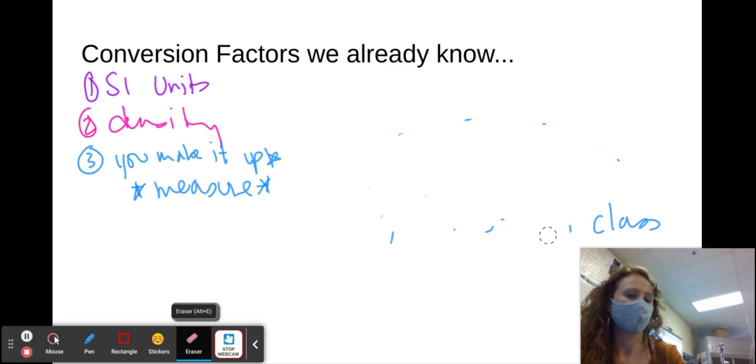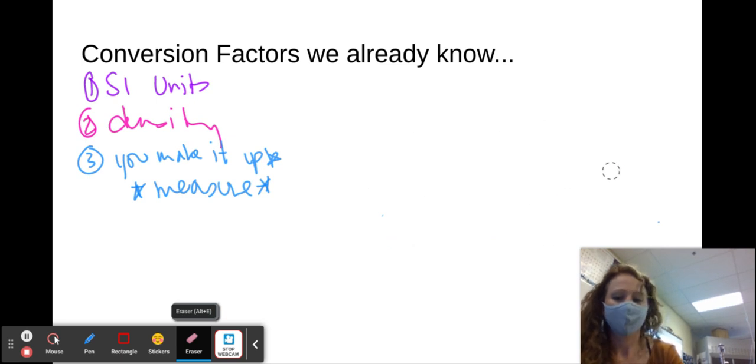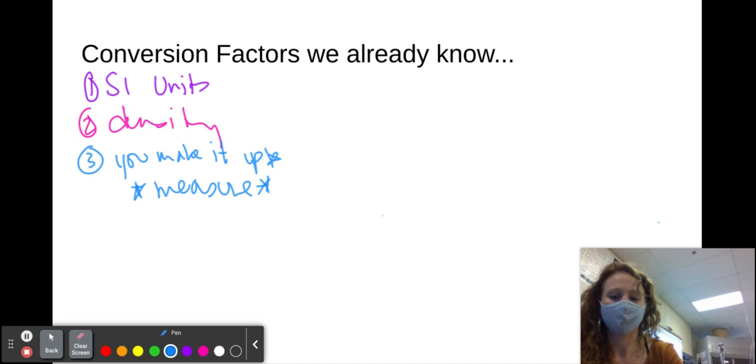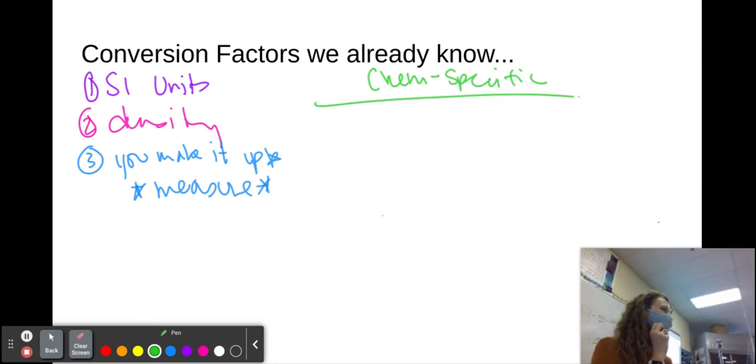Okay, now let's talk about the chemistry ones that we have. Can you guys think of chemistry equivalent statements that we have? Can you think of any that we have?